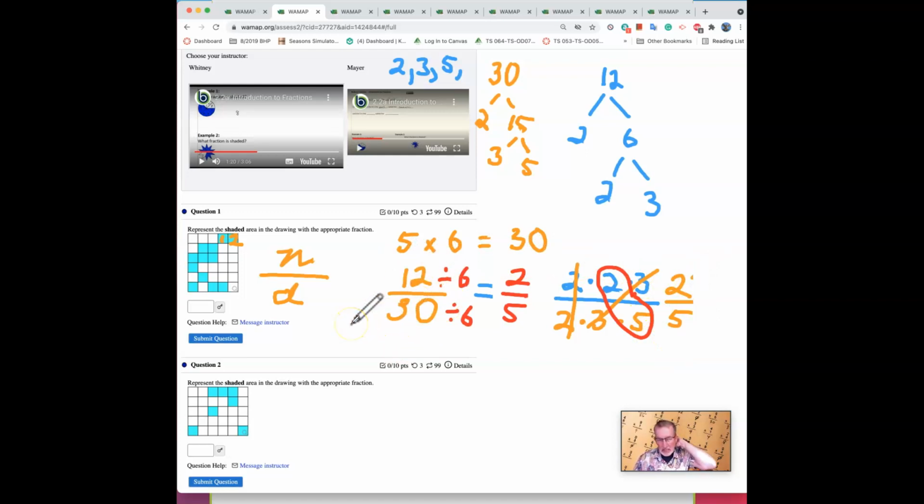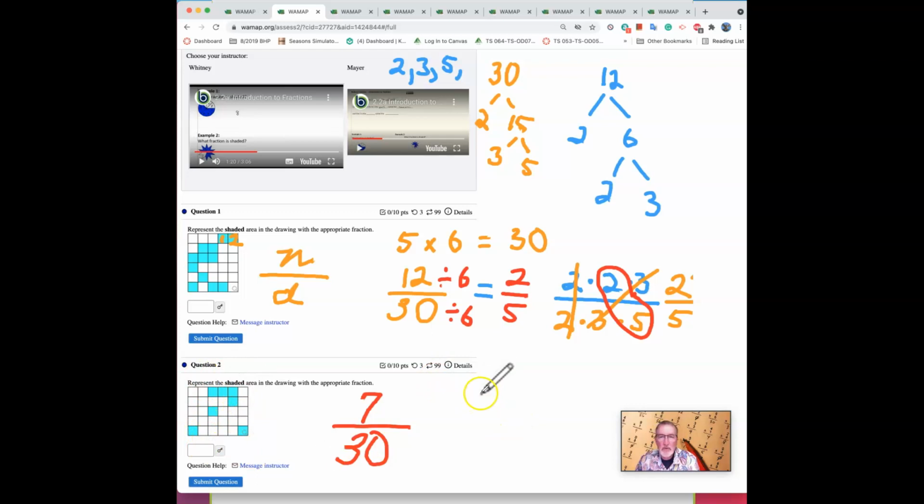All right. Let me do one more very quickly. This drawing is 1, 2, 3, 4, 5, 6 across, and 1, 2, 3, 4, 5 down. So we've got 30 in our denominator. And then we're just going to count the blue ones. 1, 2, 3, 4, 5, 6, 7. Okay. So 7 over 30, or 7/30th, is the fraction representing this picture.